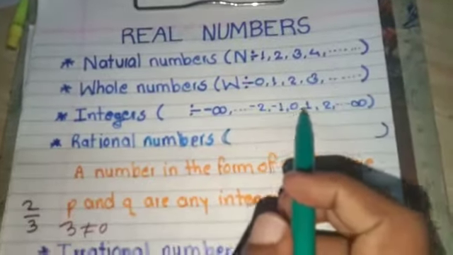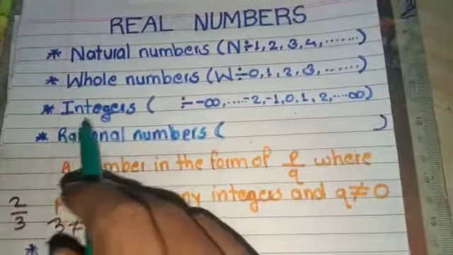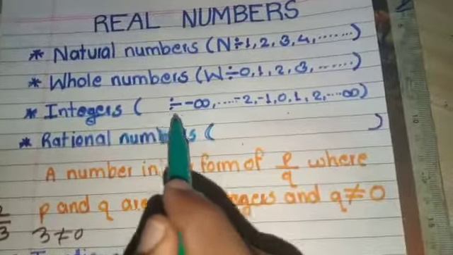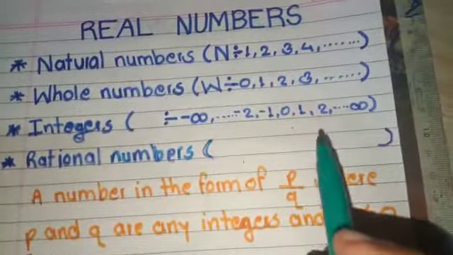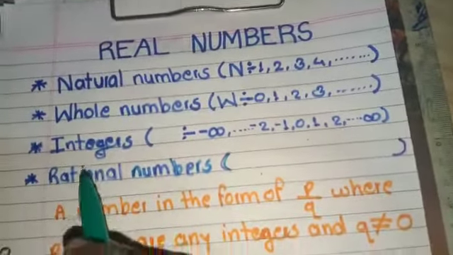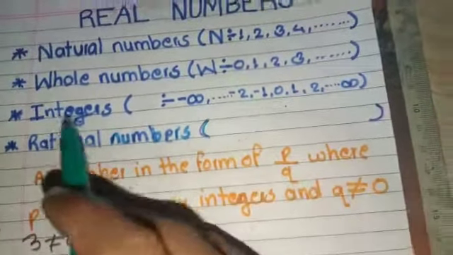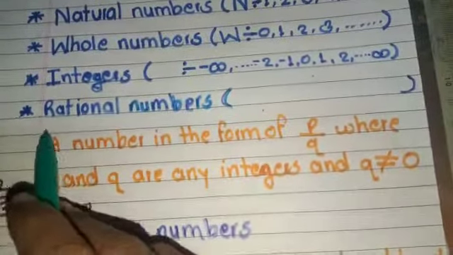Now, what are integers? The positive numbers, 0 and the negative numbers, all become part of the integers. For example, minus infinity up to minus 2, minus 1, 0, 1, 2, 3, dot dot dot infinity. All of these come in the concept of integers, that is, positive numbers, negative numbers and 0. Now one more part is there, that is rational number.